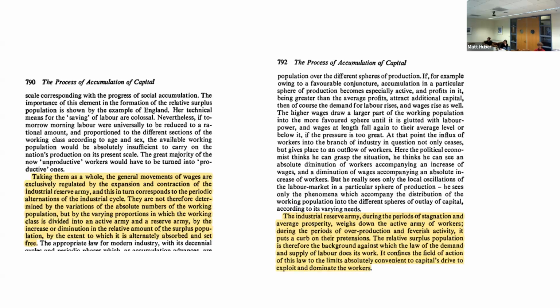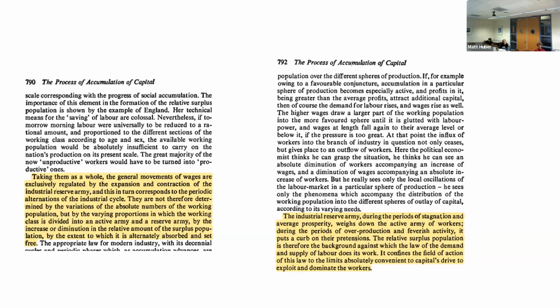So he says, like I just said, the general movement of wages is exclusively regulated by the expansion and contraction of the industrial reserve army, and this in turn corresponds to the periodic alternations of the industrial cycle. They are not therefore determined by the variations of the absolute numbers of the working population, but by the varying proportions in which the working class is divided into an active army and a reserve army, by the increase or diminution in the relative amount of surplus population, by the extent to which it is alternately absorbed and set free.